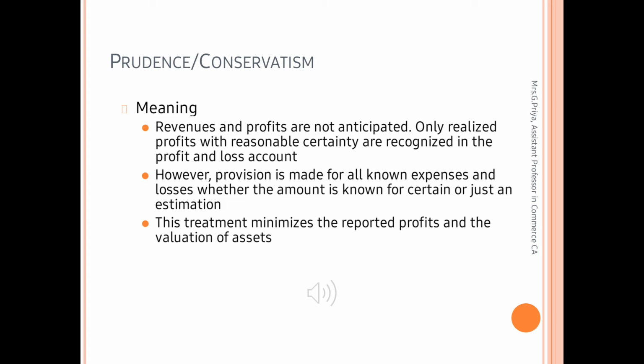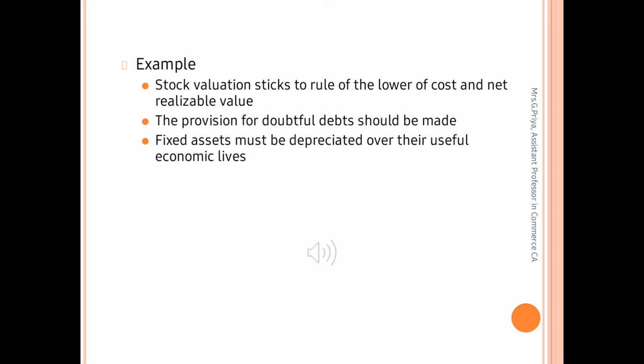However, provision is made for all known expenses and losses whether the amount is known for certain or just an estimation. This treatment minimizes the reported profits and the valuation of assets. For example, stock valuation sticks to the rule of the lower of cost and net realizable value. The provision for doubtful debt should be made. And then third one, fixed assets must be depreciated over the useful economic lives.